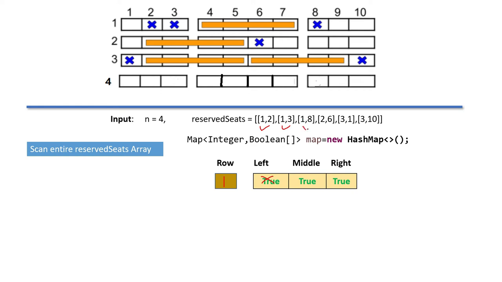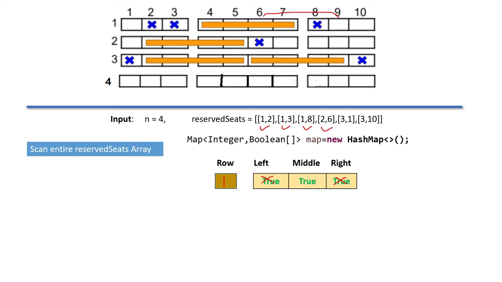Then we will check for 1 to 8. For 1 to 8, what we can see is 8 is this seat. So if this seat is booked, then where I can't consider the family members is only the right part, right? Like from here to here. Here no one can sit. So only this part I will make false. Now we will proceed.